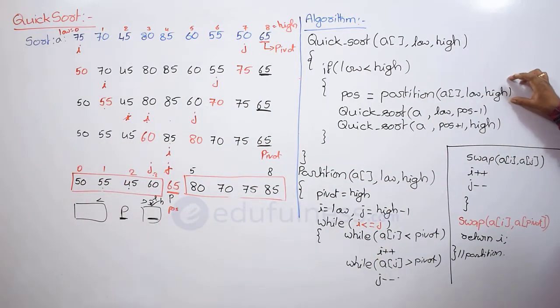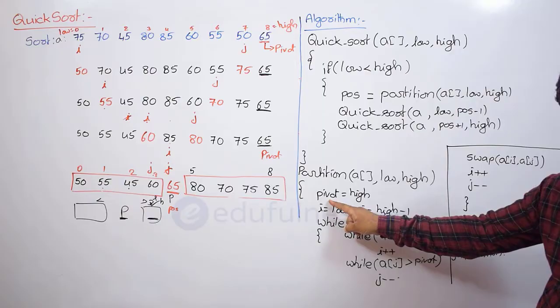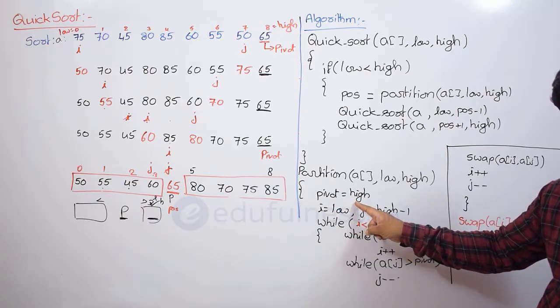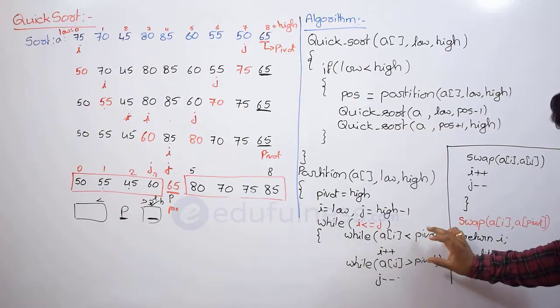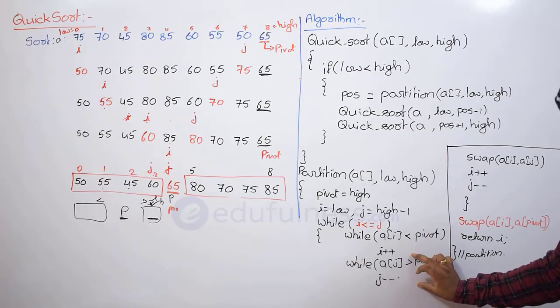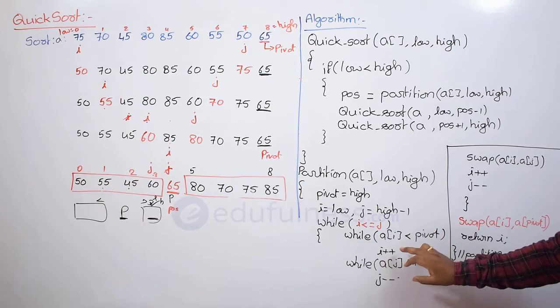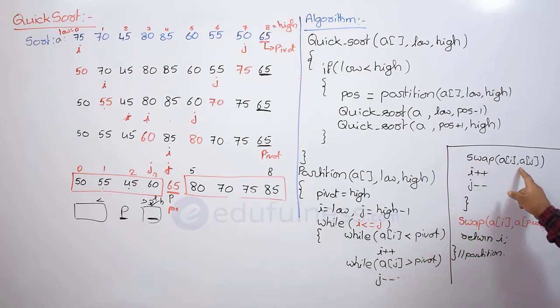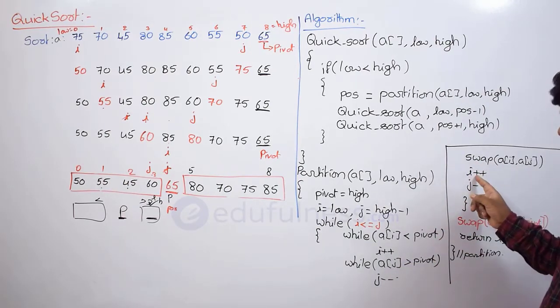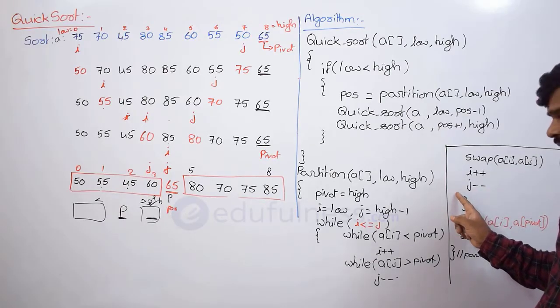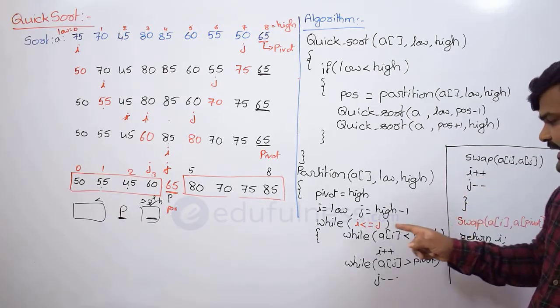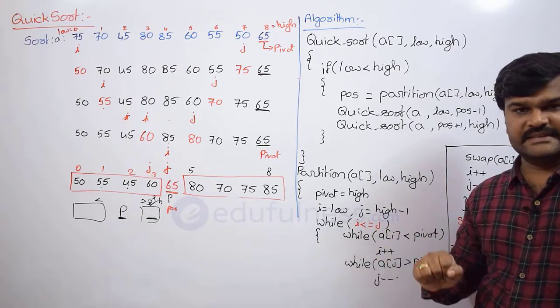This is the important partition part. In this partition function, what we are doing is selecting the pivot element as the highest index element and setting i and j, moving in the forward direction and the backward direction. Wherever you stopped, you swap the elements at the i and j positions, then i moves forward one step and j moves backward one step, and we repeat this until i is less than or equal to j.